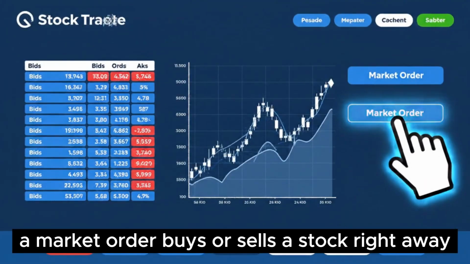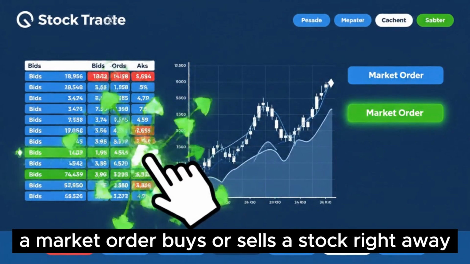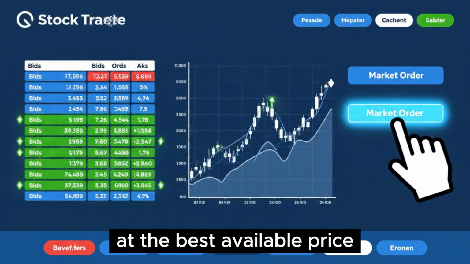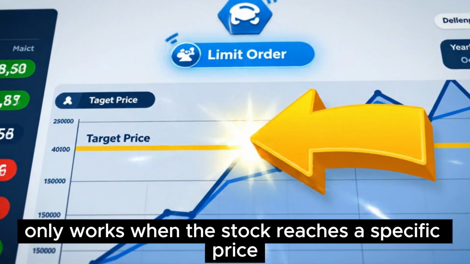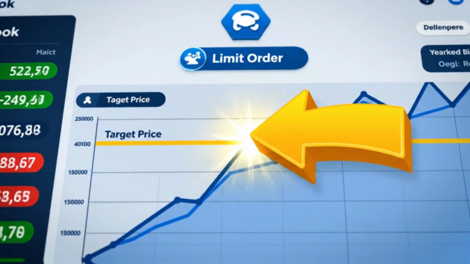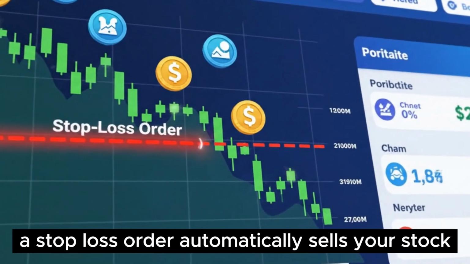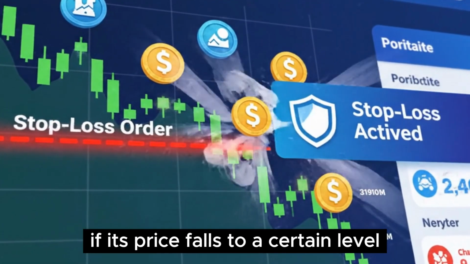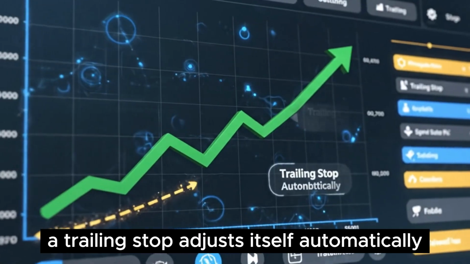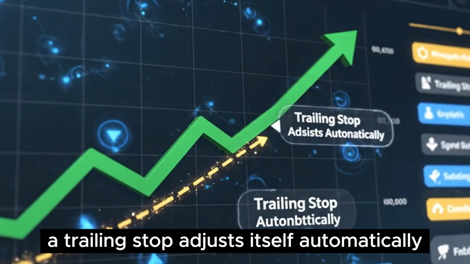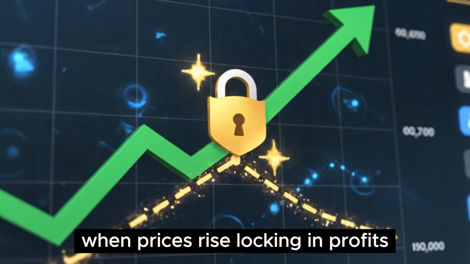A market order buys or sells a stock right away at the best available price. A limit order only works when the stock reaches a specific price you've set. A stop-loss order automatically sells your stock if its price falls to a certain level to protect you from heavy losses. A trailing stop adjusts itself automatically when prices rise, locking in profits.